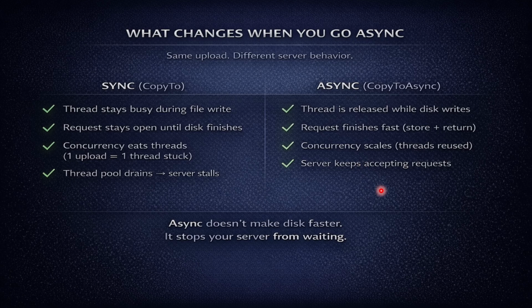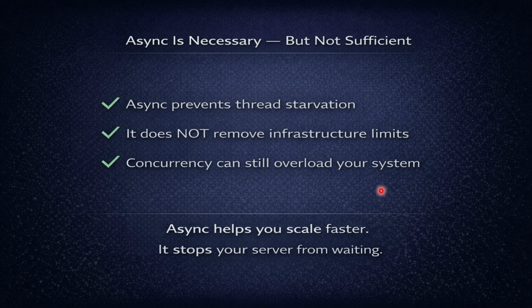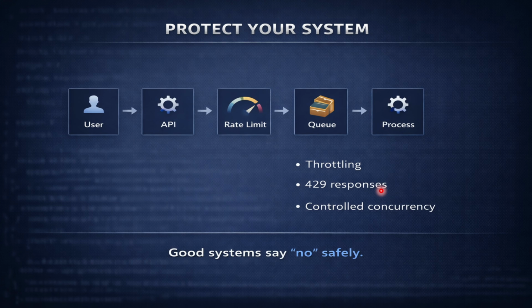Now let's talk about how we manage infrastructure limits, right? Infrastructure is limited, so we have to do something about it. We have to protect our system, and that's where throttling, controlled concurrency, and so on come into the picture.